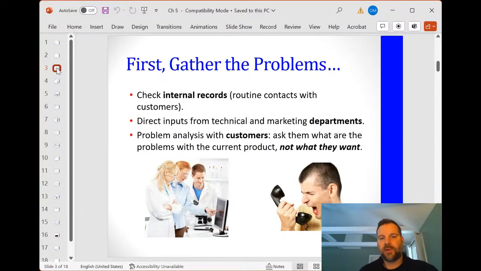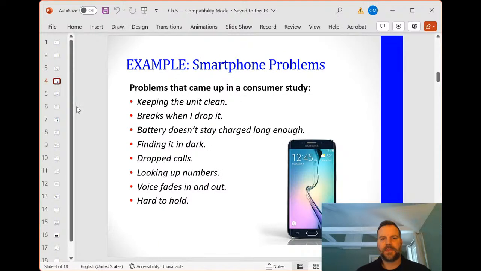So first, we're gathering problems. Looking at internal records: what are customers saying? What are they calling to complain about? Asking employees within certain departments. And ask customers, not necessarily what they want, but what are the problems that they're having?